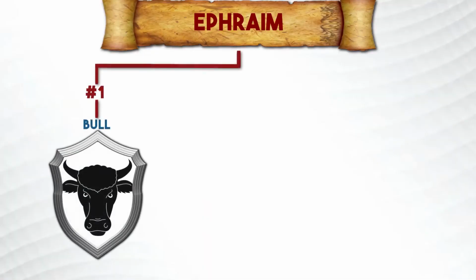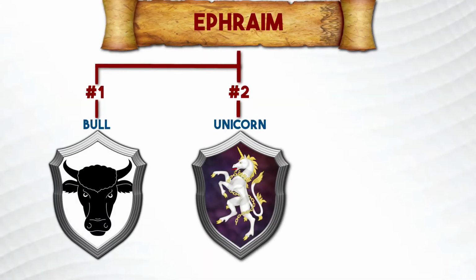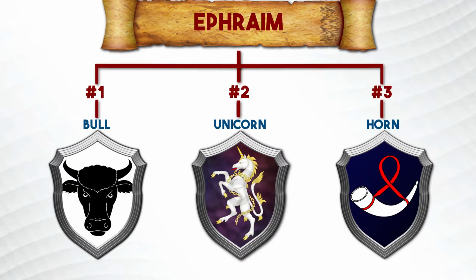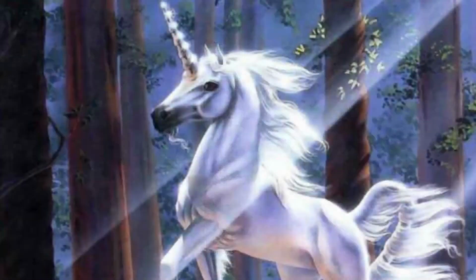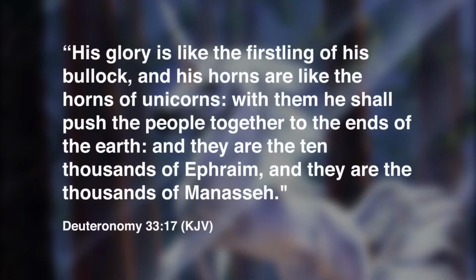Now Ephraim had 3 symbols, the first being the bull, also the unicorn, or alternatively simply the horn. The bull symbol was the last of the 4 primary symbols from the camps of the West. The horn and unicorn come from Moses' prophecy that one day Ephraim with his horns would push the children of Israel to the ends of the earth along with his brother Manasseh, and we will get to that.